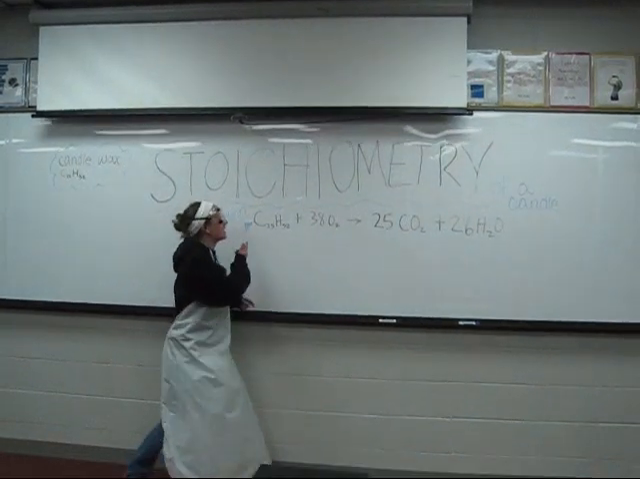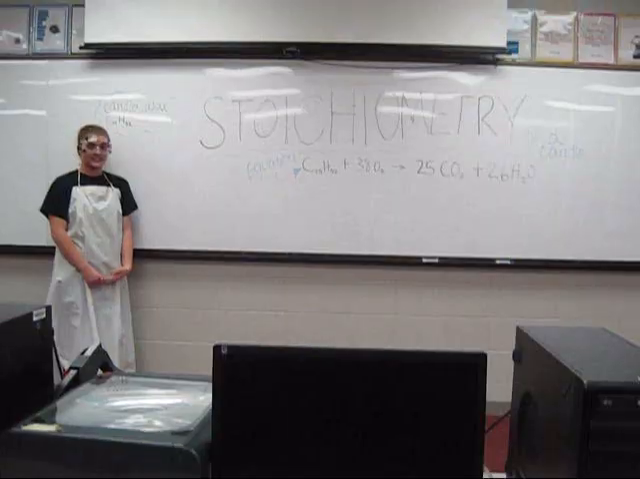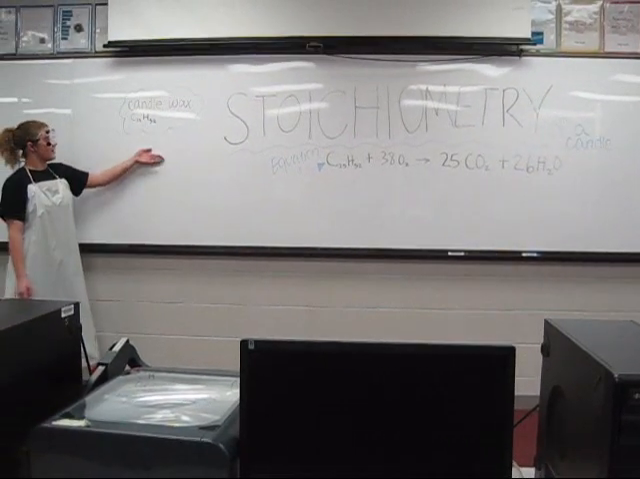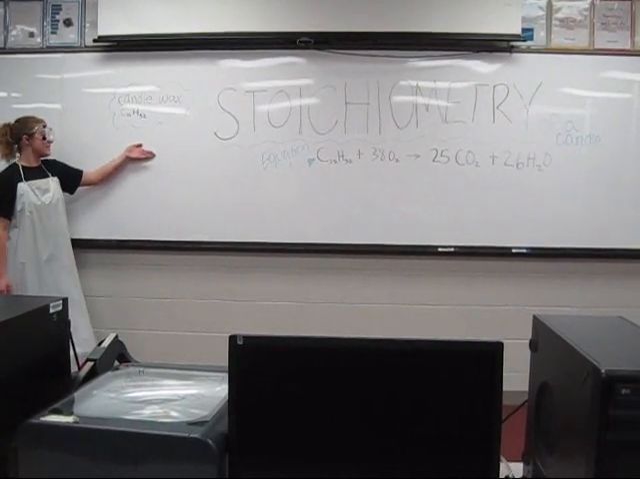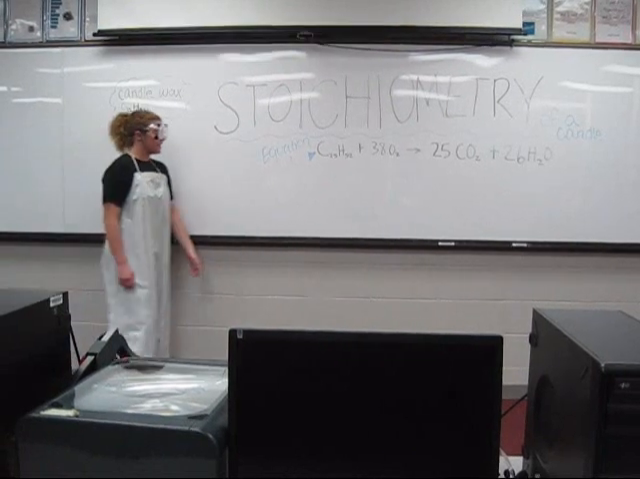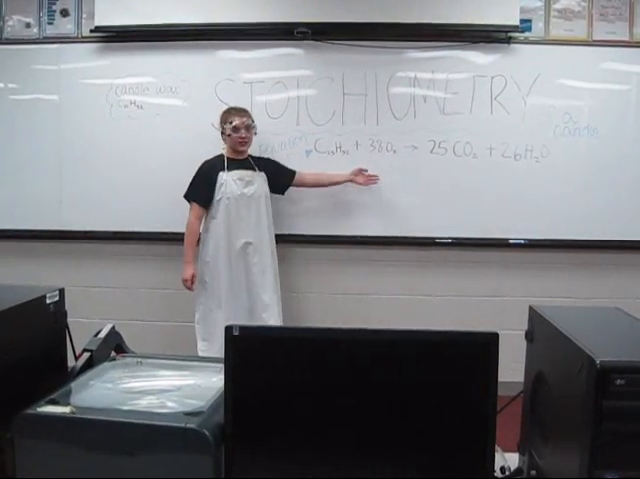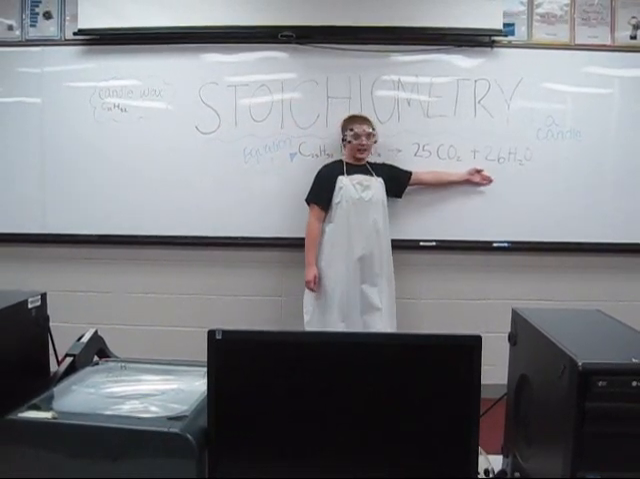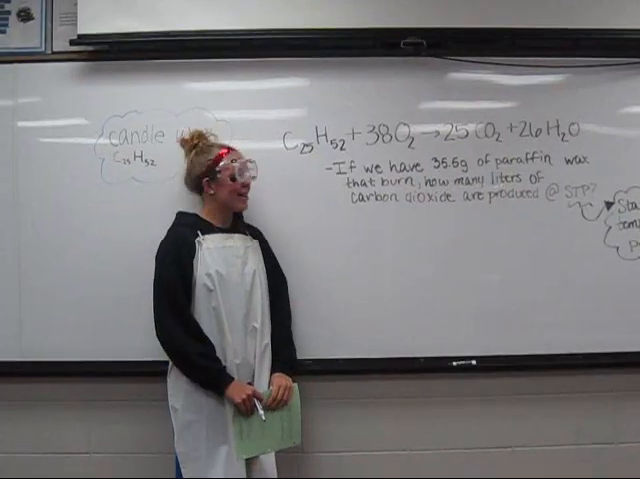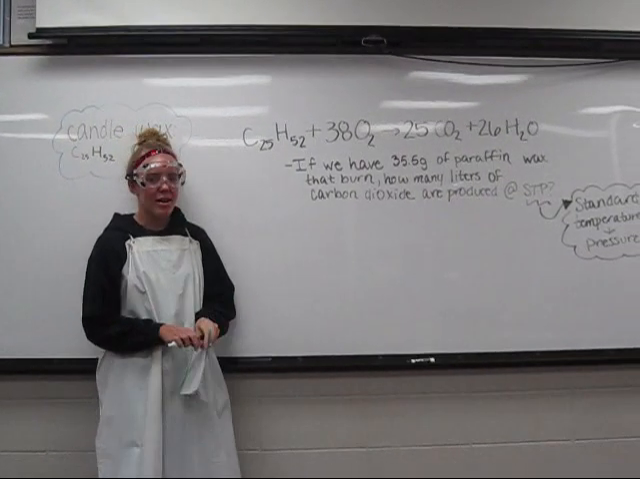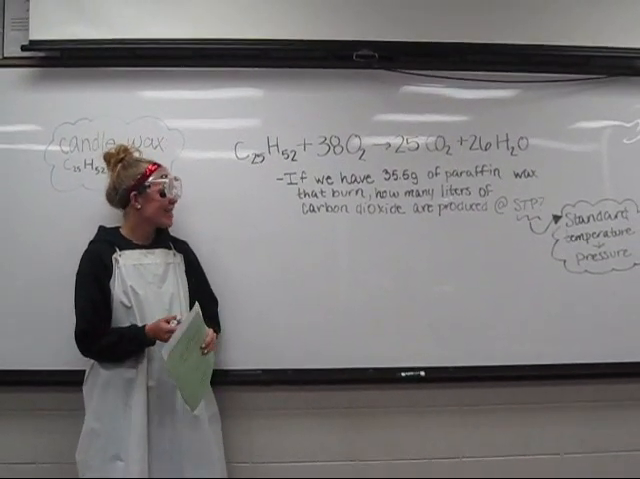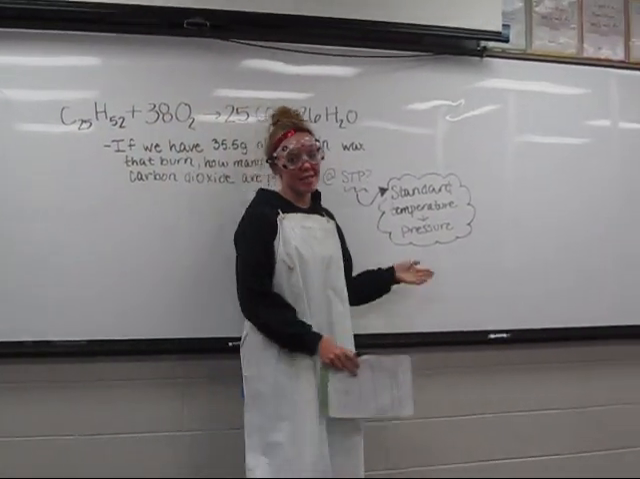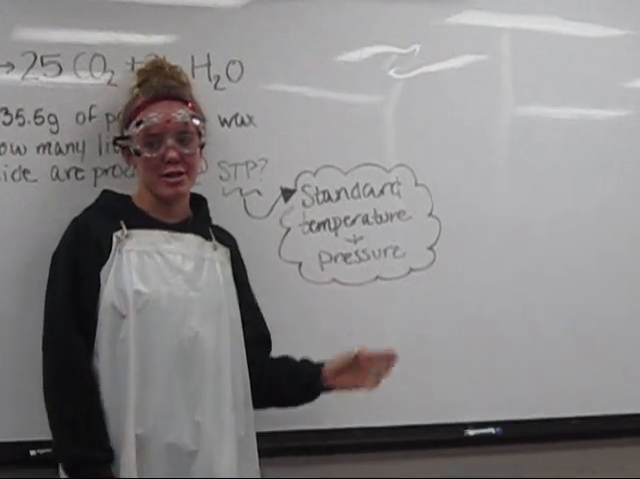Did somebody say stoichiometry? We're here to teach you stoichiometry of a candle. Candles are made of paraffin wax, which is C25H52. When paraffin wax burns with oxygen gas, carbon dioxide and water are produced. If we have 35.5 grams of paraffin wax that burn, how many liters of carbon dioxide are produced at STP? STP stands for standard temperature and pressure.